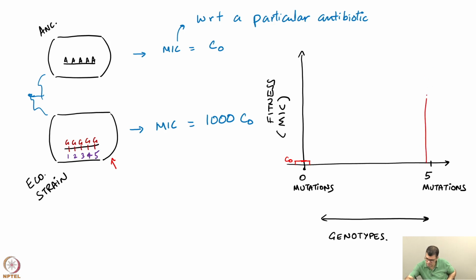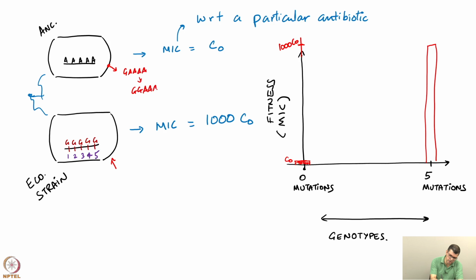Let me redraw this. MIC is really high, and it is actually 1000 times C naught. Now, the question is what happens if to this variant I go to a Hamming distance 1 neighbor, which will be G A A A A, then G G A A A, then G G G A A, next G G G G A, and finally the sequence of the ecological strain. This represents one path that the population can traverse when going from the ancestral strain to the ecological strain. There are other paths also, and we will come to that in a second, but this is one possible path.